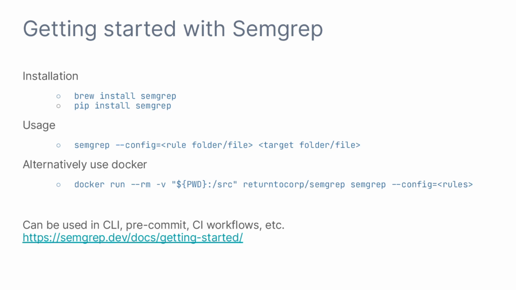If you want to install it, you can use brew or pip to install Semgrep. And to use it, basically you run semgrep with --config and a location for your rule file or folder, and then the next argument is just which folder or code file you want to scan, or you can use our Docker file as well.